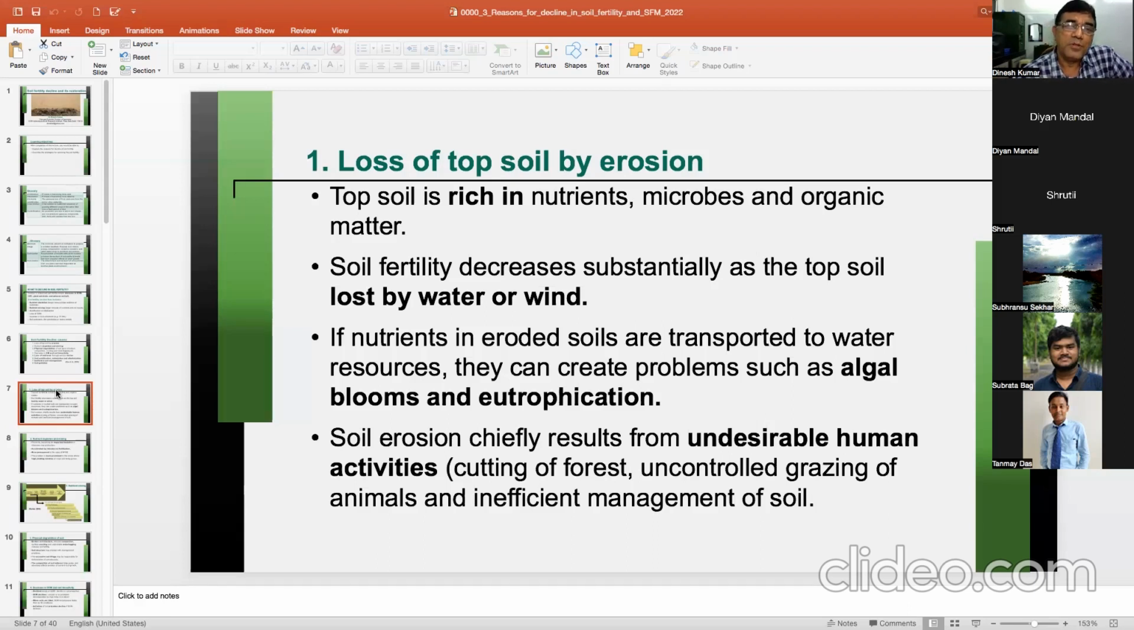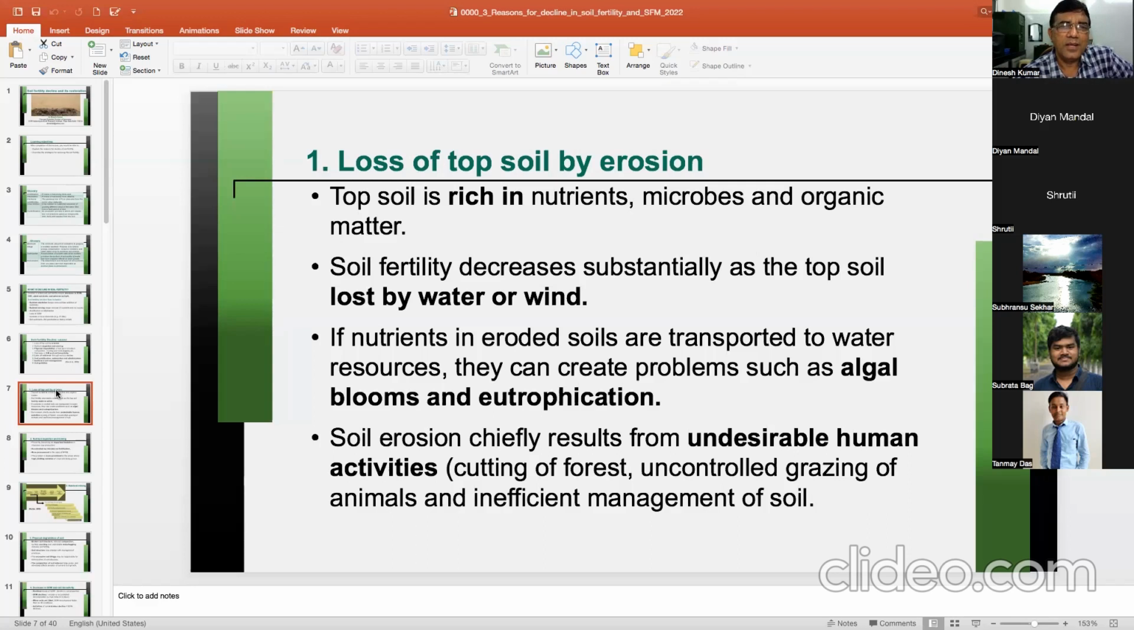So anyway, you can imagine that our topsoil is rich in organic matter. It is rich in nitrogen, rich in microbes and other organisms, rich in humus also. So if the top layer is removed, your fertility is removed. In all conditions, erosion is there. Somewhere it is by wind, somewhere it is by water. So topsoil is rich in nutrients, microbes, and organic matter. If erosion is there by wind or water, you lose topsoil and a lot of nutrients are lost.